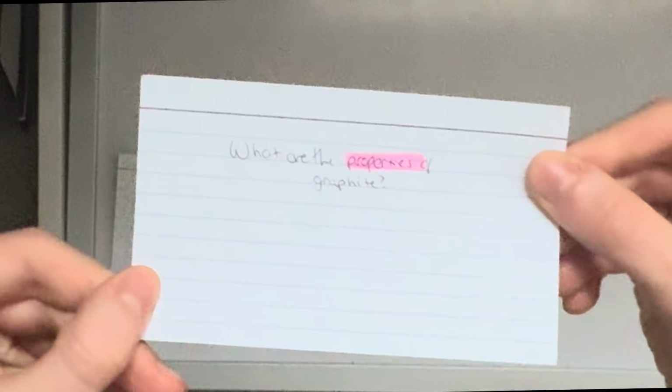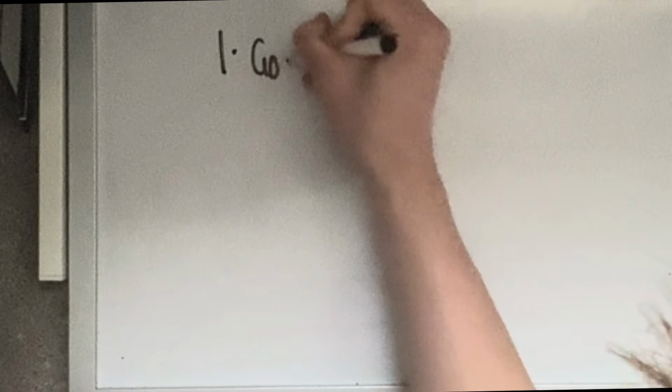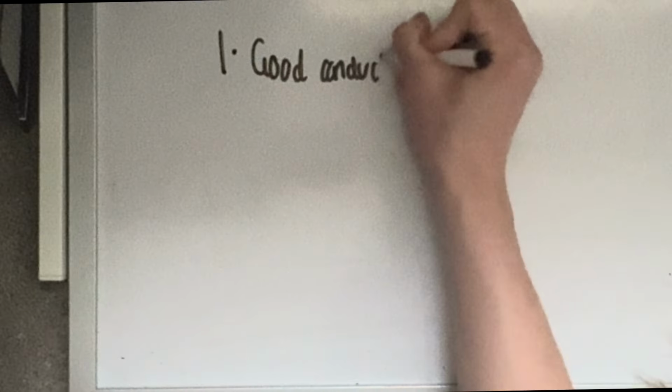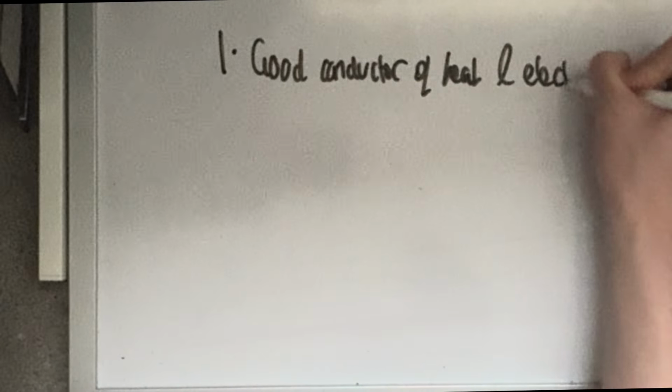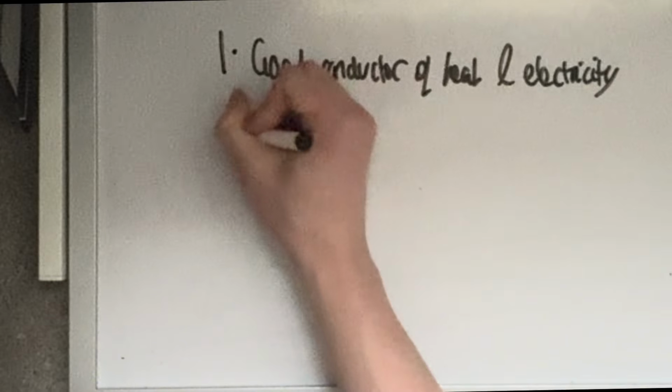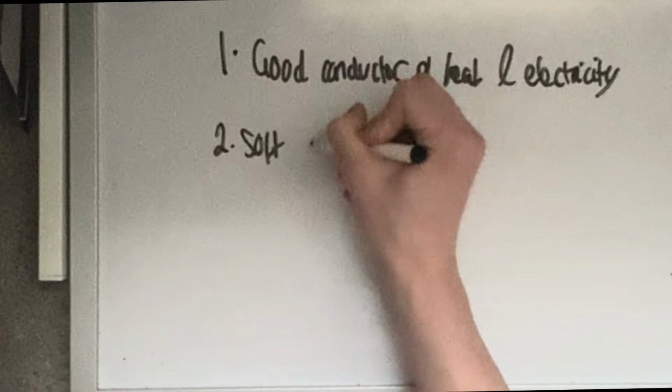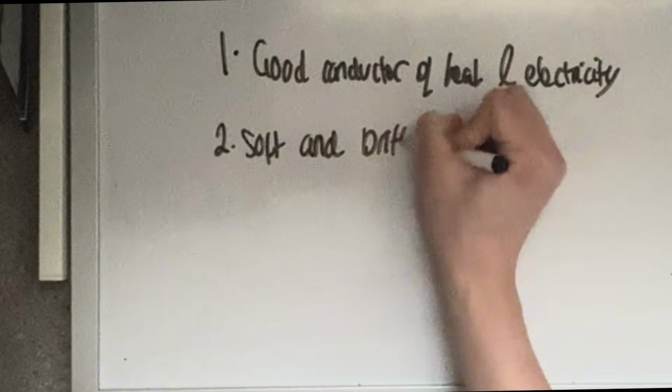Actually, let me give you an example. Okay, so we got a question here. What are the properties of graphite? I'm gonna try answer this. I might answer it wrong, but on purpose, just so I can show you guys. Where's my pen? All right, there it is. So properties of graphite. What I know is that it is a good conductor of heat and electricity. I know that, so we can put that there. I know that it also is soft and brittle, so we can put that.